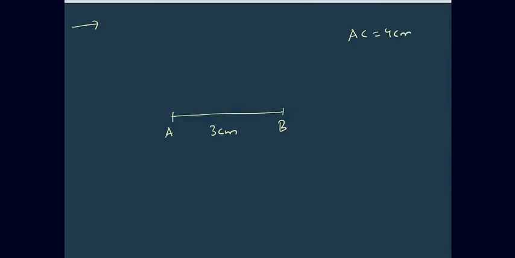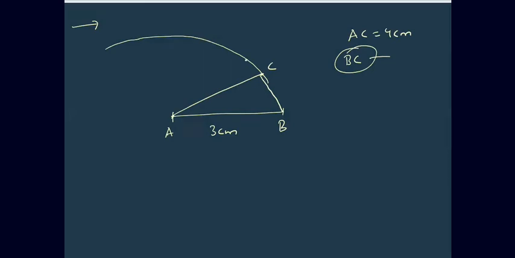So if you want to construct the triangle, you will take an arc of radius 4 centimeters with center as A. If you draw an arc with radius 4 centimeters with center as A, you'll get something like this. Now the length of BC is not given. Let us say the point C is here.